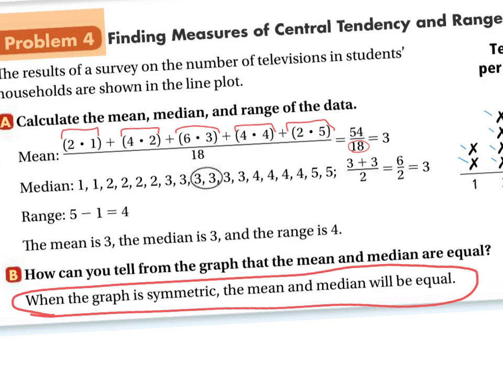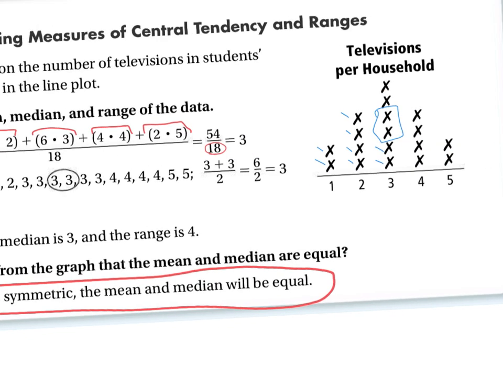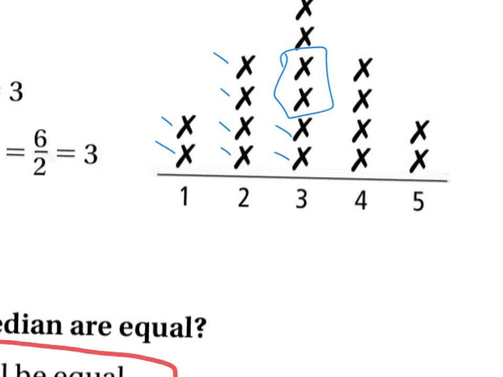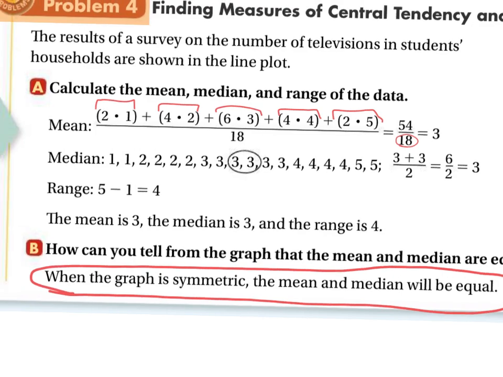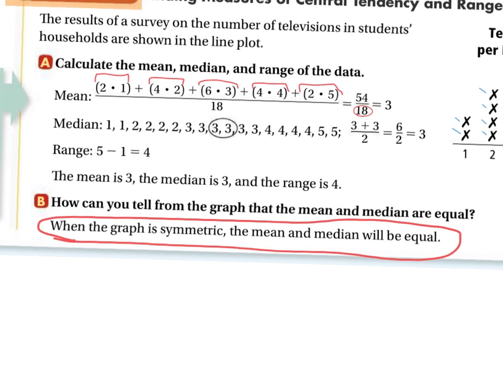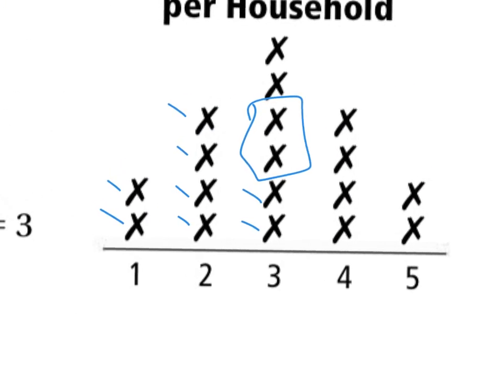So the mean was 3, the median was 3, the range, we had 5 was the biggest number, 1 was the smallest, so 5 minus 1, the range is 4. And then part B, how can you tell from the graph that the mean and median are equal? So here's a little trivia for you. When the graph is symmetric, the mean and median will be equal. So if you look at this, this is exactly symmetric. If it's exactly symmetric, the mean and median will be the same. Okay?